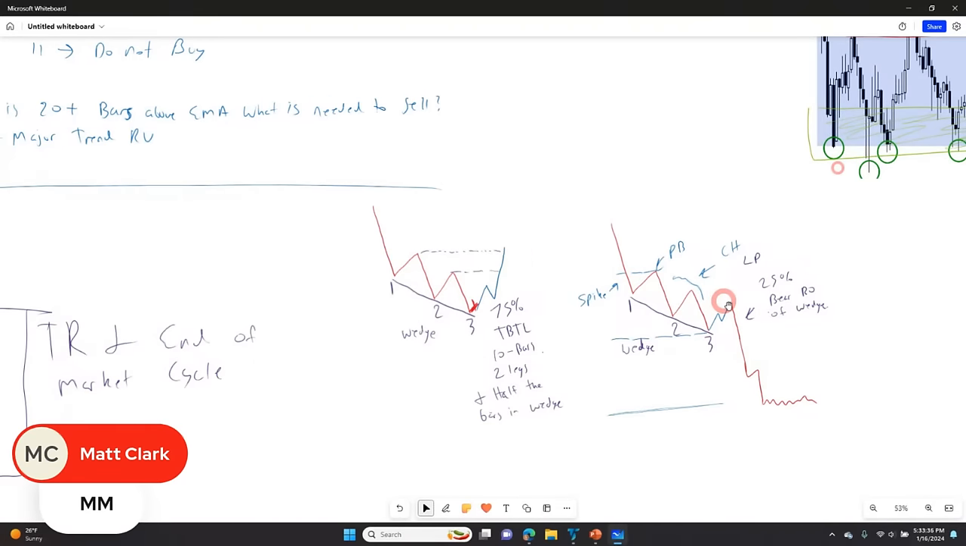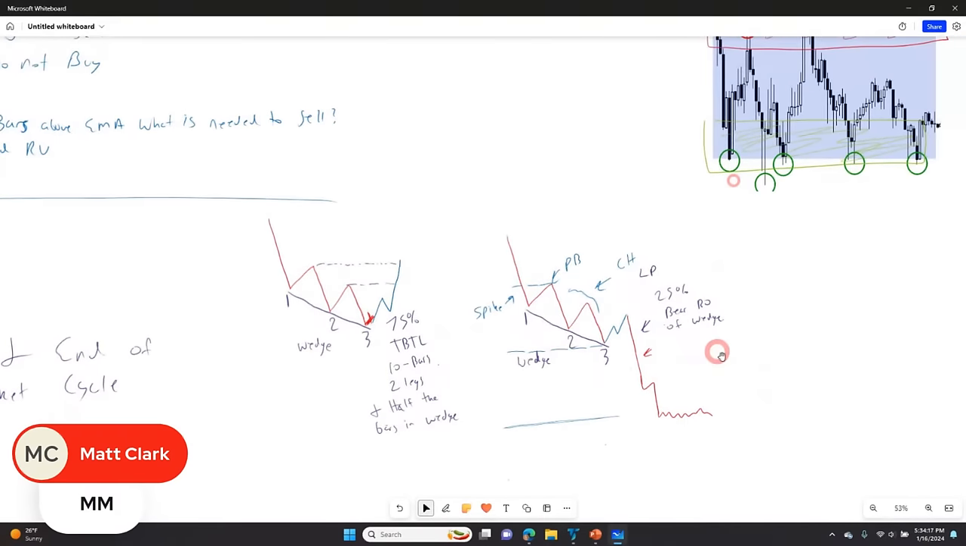In other words, it's resetting the market cycle. It's an easy way to just think about it. So what's happening, and the reason we get a measured move, is a reset of the market cycle. Move this over here. So if we're getting a reset of a market cycle, why do we get two legs?